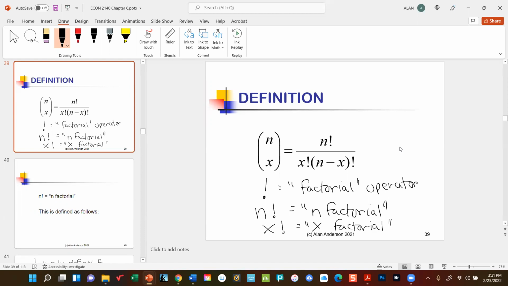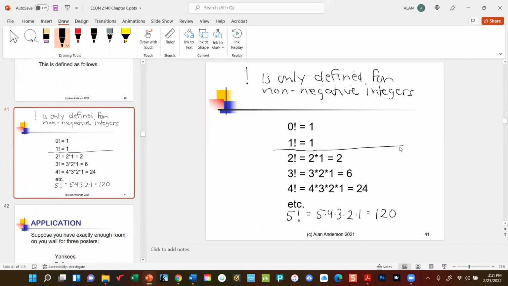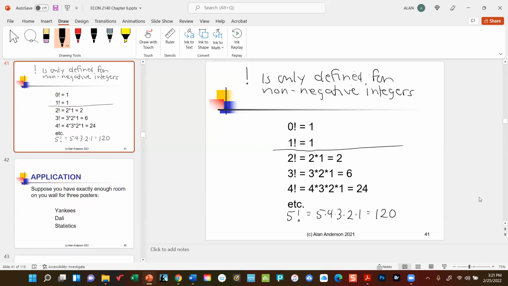So it's a very interesting idea. The way it works is this. First of all, it's only defined for the non-negative integers. The first two are very simple. Both 0 and 1 factorial equal 1. But then it gets interesting. 2 factorial is 2 times 1, or 2. 3 factorial is 3 times 2 times 1, or 6. 4 factorial is 4 times 3 times 2 times 1, or 24. And I wrote in another one, I think it's pretty clear that 5 factorial would just be 5 times 4 times 3 times 2 times 1, or 120.